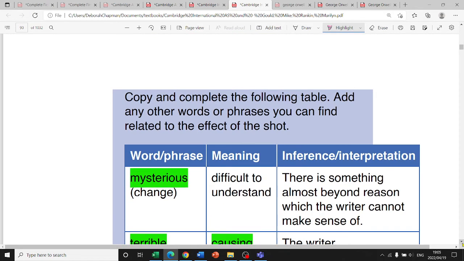So what is a mystery? Okay, what is a mystery? Oh, it's something that we don't understand.